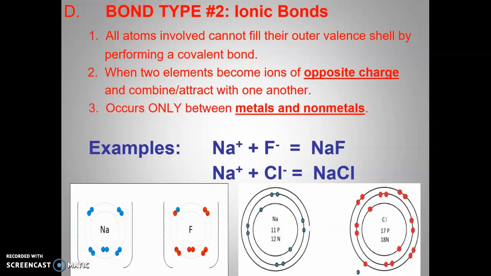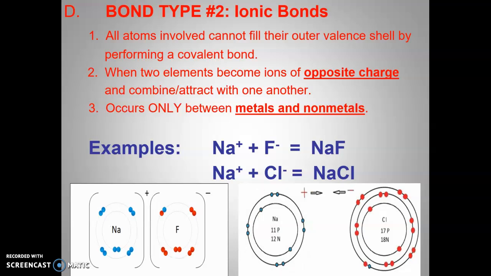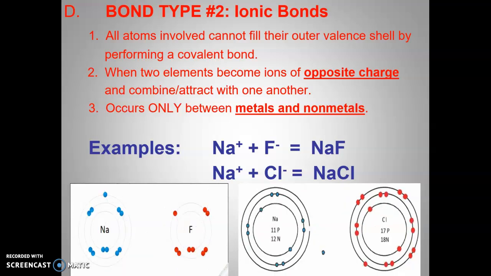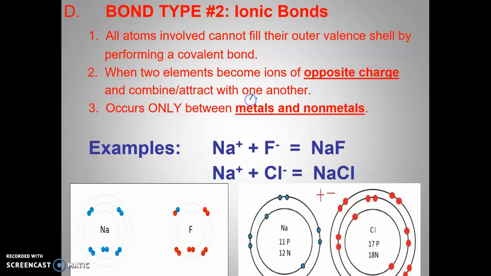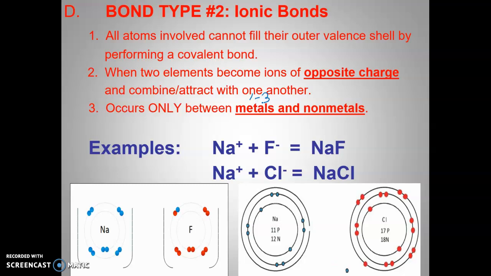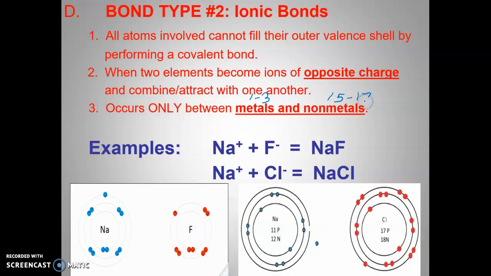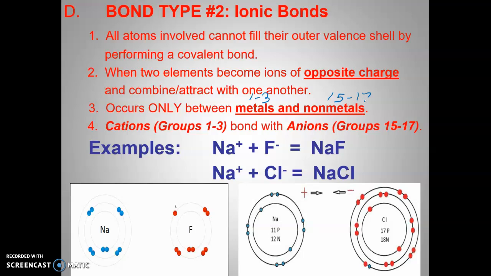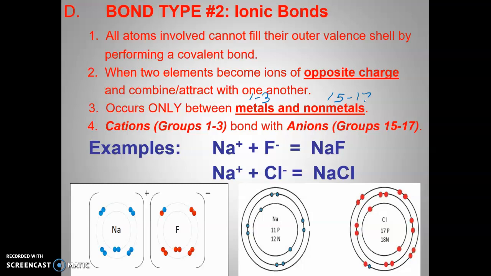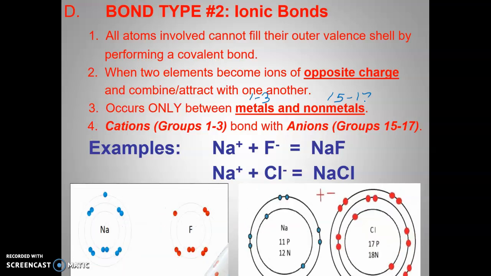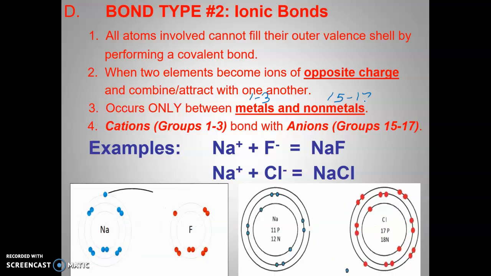The thing with this process for ionic bonds is that you will only ever see this happening between metals and nonmetals. In particular for metals, we're going to be looking at groups 1 through 3. And for nonmetals, we're going to be looking at groups 15 through 17, which will become the anions. So again, cations in groups 1 through 3 will bind with anions that are formed in groups 15 through 17. And you can see in these two animations down below what I'm talking about. I have two different versions.